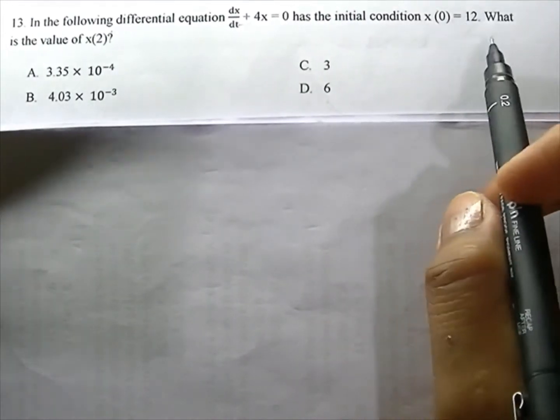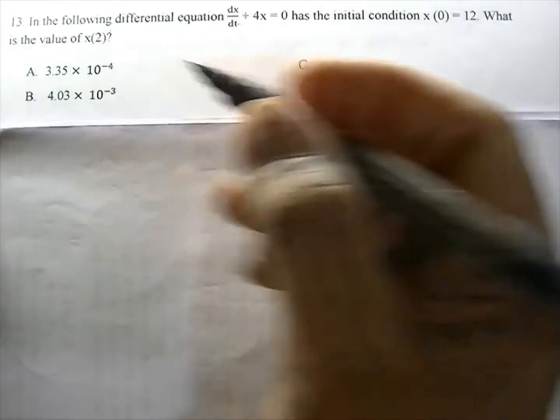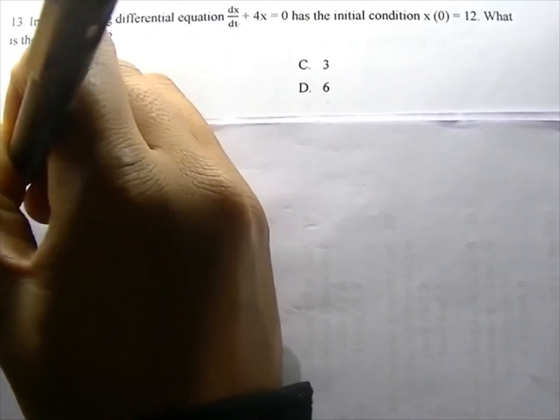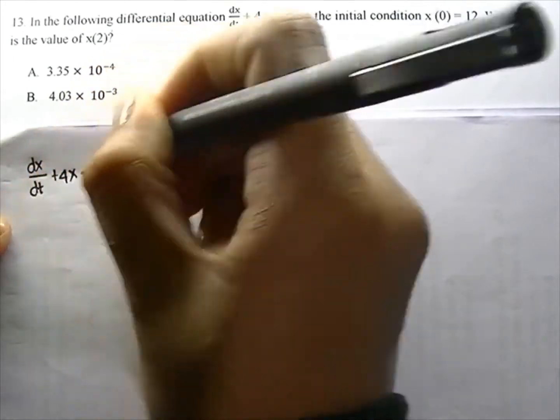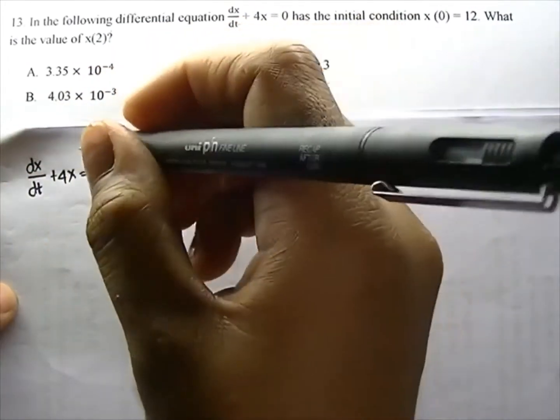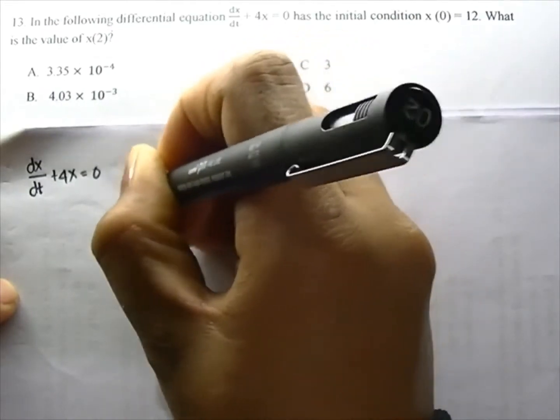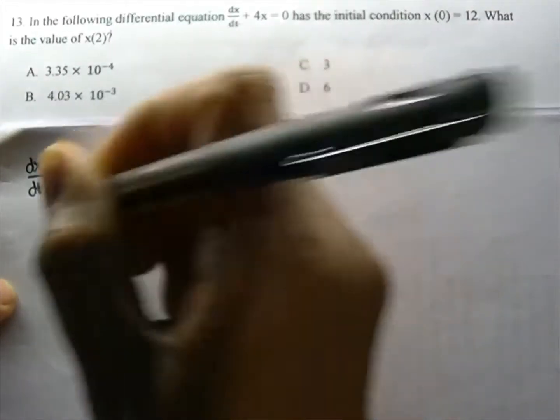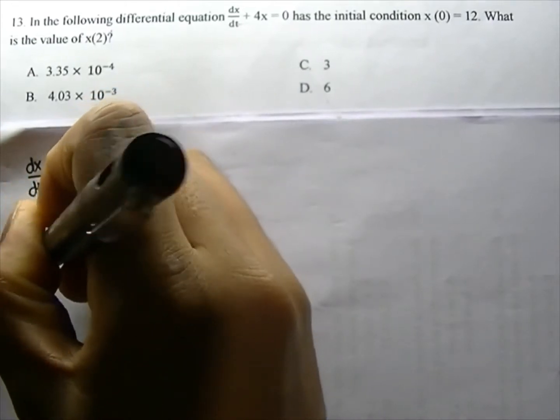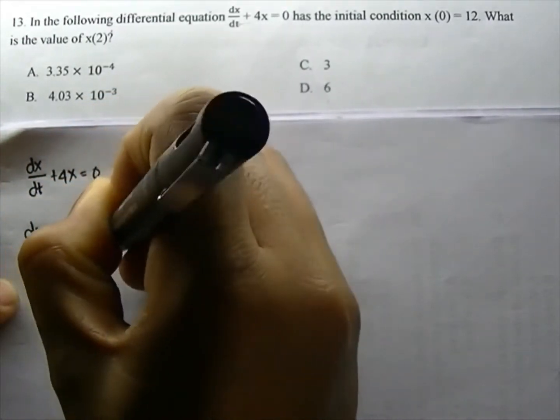Number 13. In the following differential equation, dx over dt plus 4x equals 0 has the initial condition x of 0 equals 12. What is the value of x of 2? So we have dx over dt plus 4x equals 0. So when x of 0 equals 12, find x of 2. So dx over dt plus 4x equals 0.